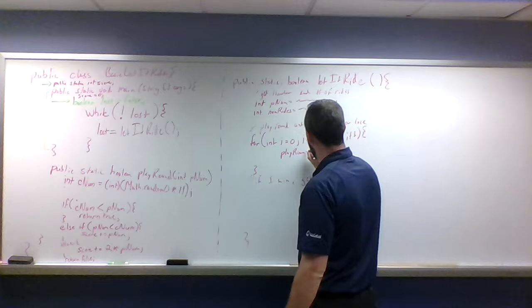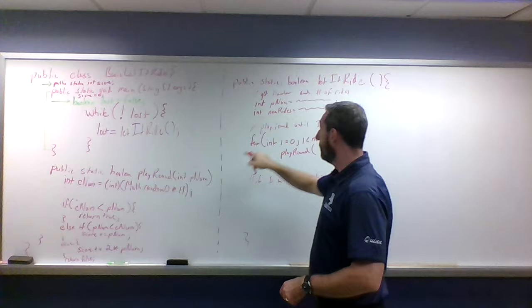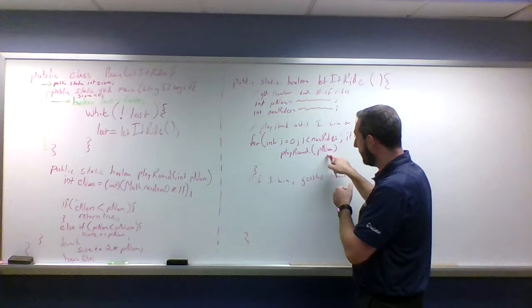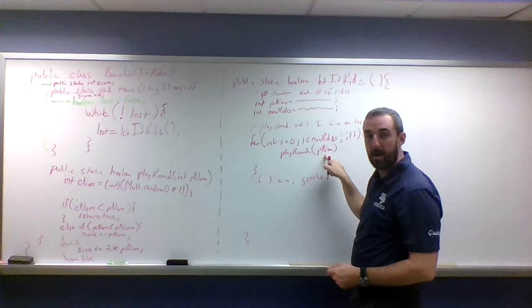Although we know that now when I play round, I need to give it a parameter. So up here I got the player num. I'm going to stick it in as a parameter. So this is the actual parameter. This is the formal parameter. Formal parameter saying I need one. Actual parameter saying here it is. It has a value. So I'm going to play that round.